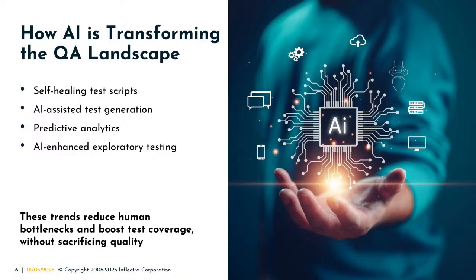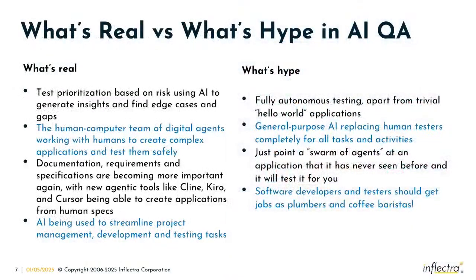So let's talk about what's real and what's hype. First of all, let's talk about what's real. I think that's more important. First thing is, we can use AI today to start to prioritize what tests we should be running based on risk. Sammy showed, I think, in the Inflectra AI demo, we can now generate risks and mitigations in Spira, our platform, and we can then tie those risks back to test cases and understand where's the most important test to run to reduce the risk.